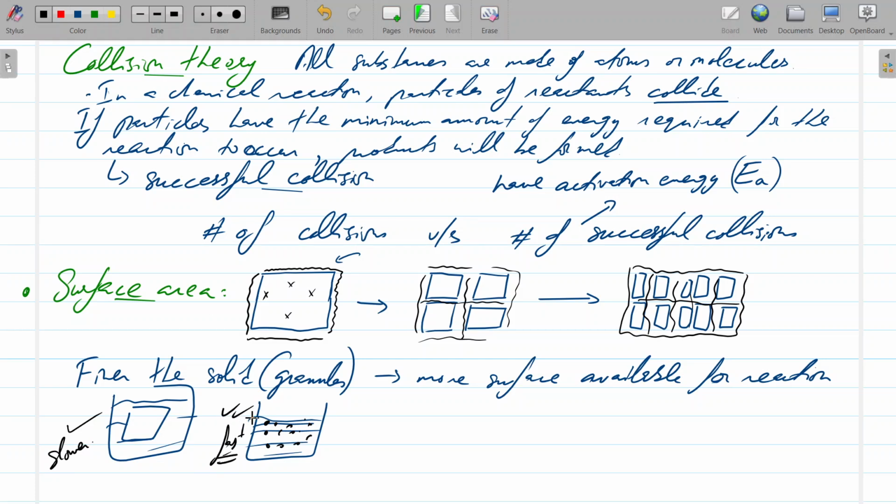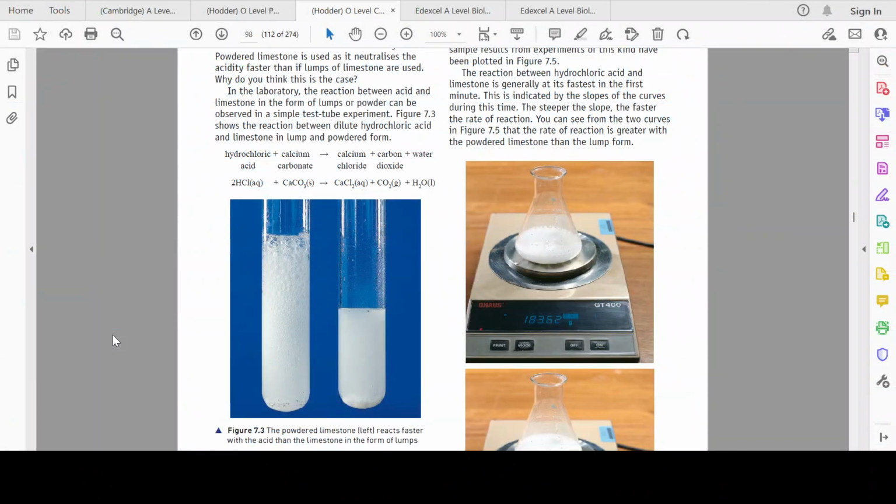It's going to be comparatively much faster because there's more area on the solid reactant available for the particles of the other one to come in, collide, have successful collisions, and form the product. Does that make sense? Okay, so that's what surface area is about. What they do, I'll take you to the book for this one because I don't really feel the need of explaining this on the whiteboard.